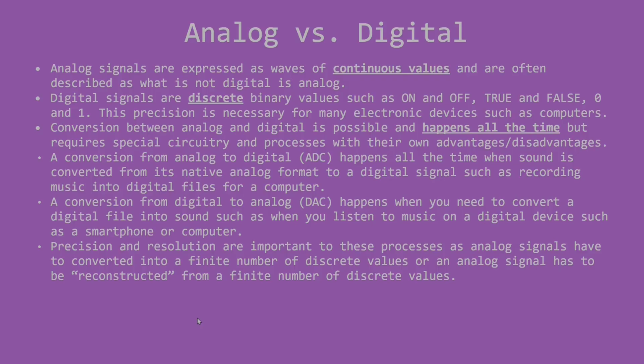Whereas digital means discrete values. Often we talk about it in binary, such as on, off, low, high, true, false, 0, 1, whatever. And this precision and discretion is basically necessary for a lot of electronic devices, such as computers, or at least digital ones. And conversion between analog and digital happens all the time. It's not only possible, but it just happens constantly.